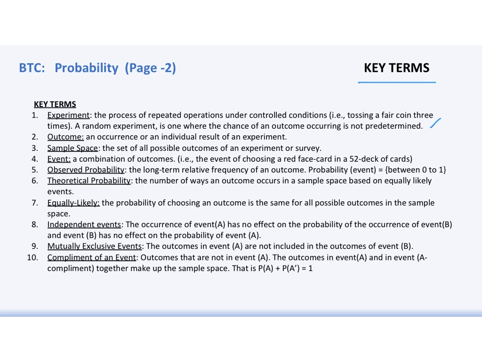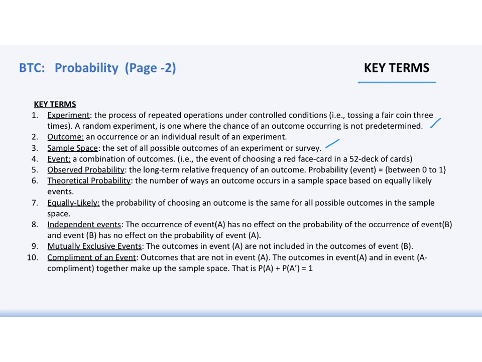Outcome: an occurrence or an individual result of an experiment. For example, in the tossing of a fair coin, there are two possible outcomes, heads or tails. Sample space: that is the set of all possible outcomes of an experiment or survey. Event: a combination of outcomes, like, for example, the event of choosing a red card in a 52 deck of cards.